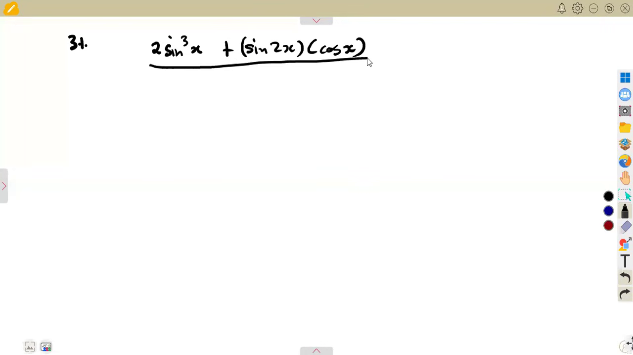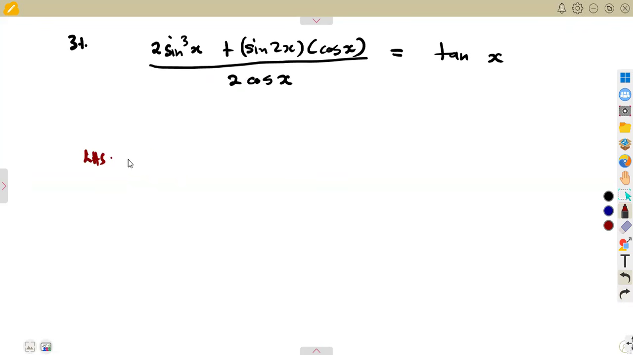We are given to prove that 2 sine cubed x plus sine 2x, times cos x, everything divided by 2 cos x, is equal to the tan of x. 5 marks. Okay, let's see. Remember, this is a proof. You are given the answer already. So choosing the left-hand side, which is the most complicated part, it was going to be the best.